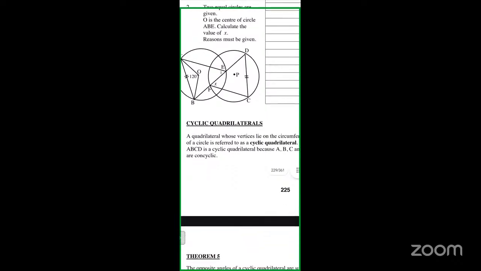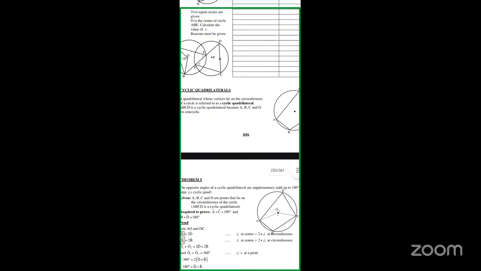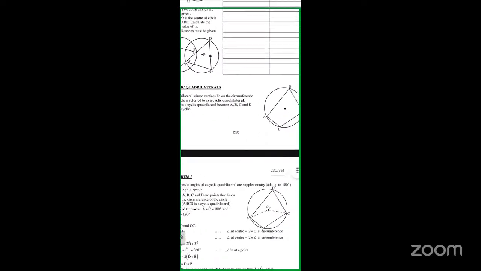And then now we can move to the next section, which is the cyclic quad. A quadrilateral whose vertices lie on the circumference of a circle is referred to as a cyclic quadrilateral. ABCD in this circle is referred to as a cyclic quadrilateral, in short, a cyclic quad. We are going to use this word a lot in this geometry.